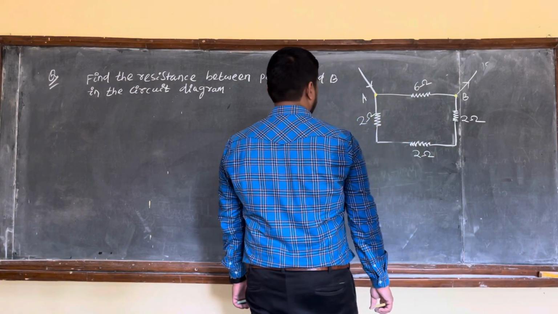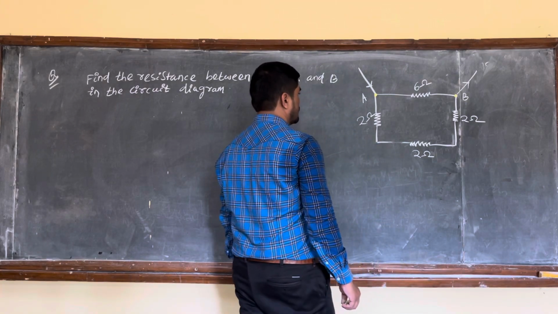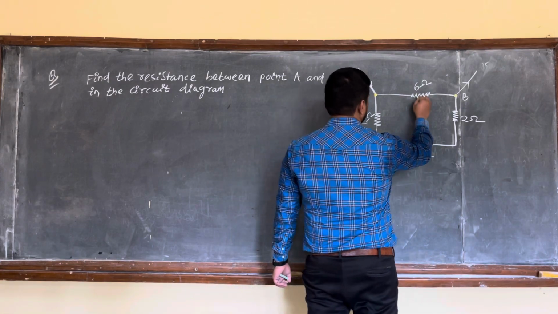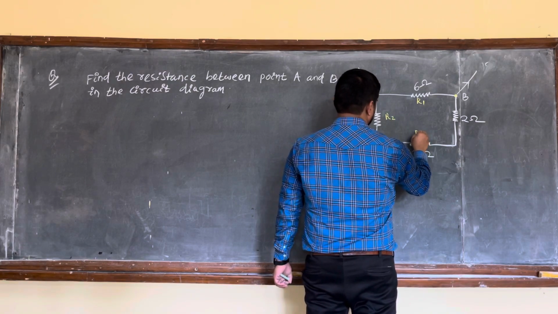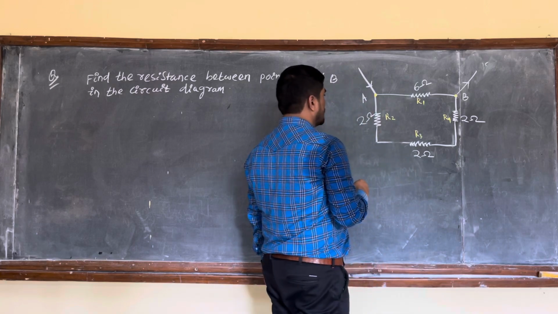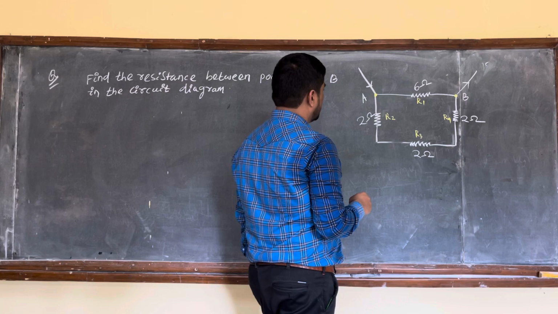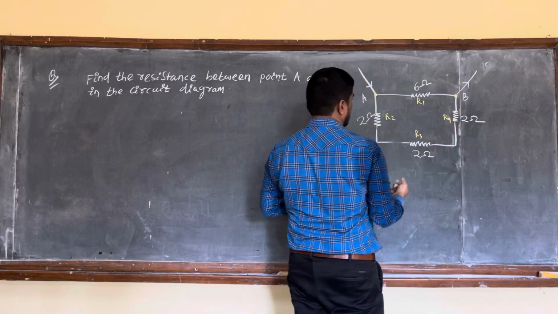So this is a circuit and you can see there are 4 resistors, and this is resistor 1, resistor 2, this is resistor 3, this is resistor 4, and you have to find out the net resistance between the point A and B, between these 2 points.